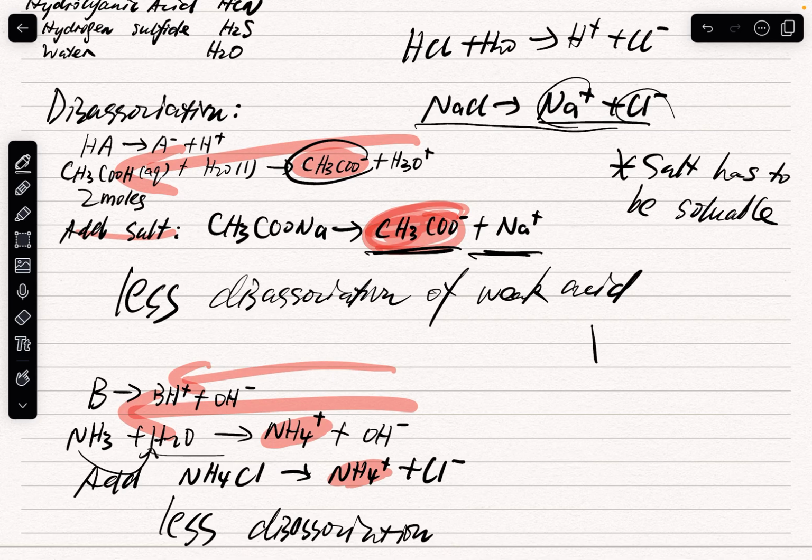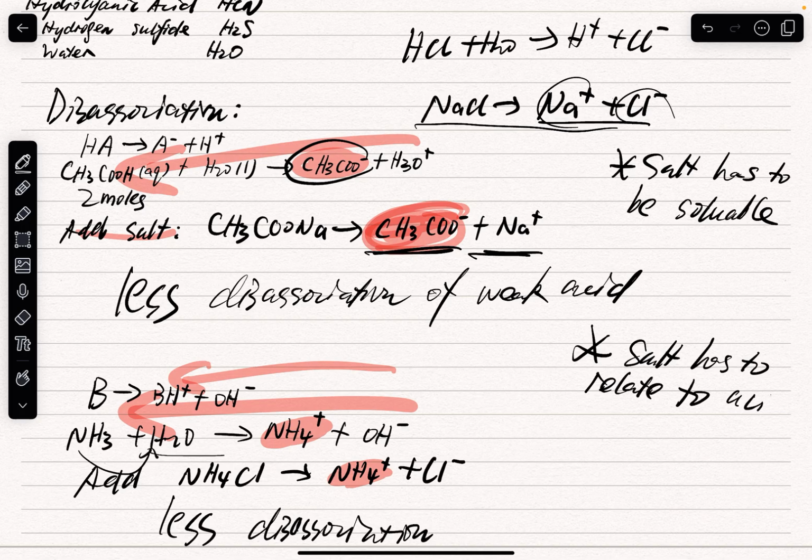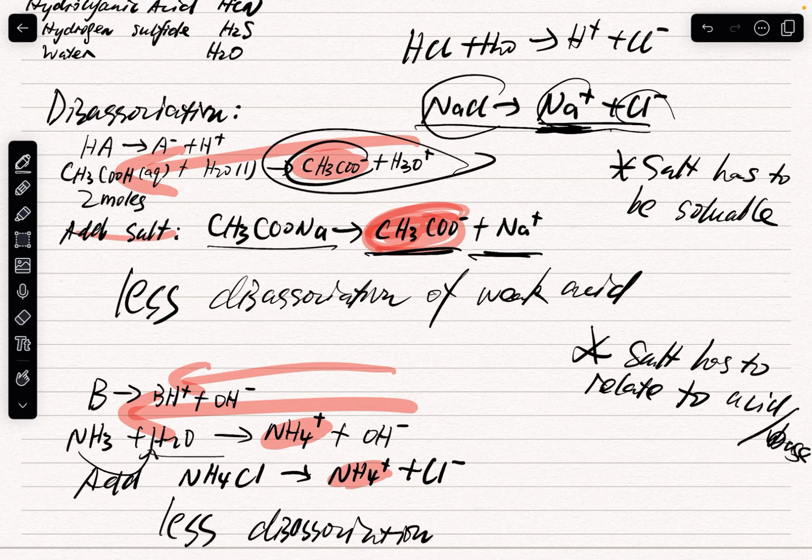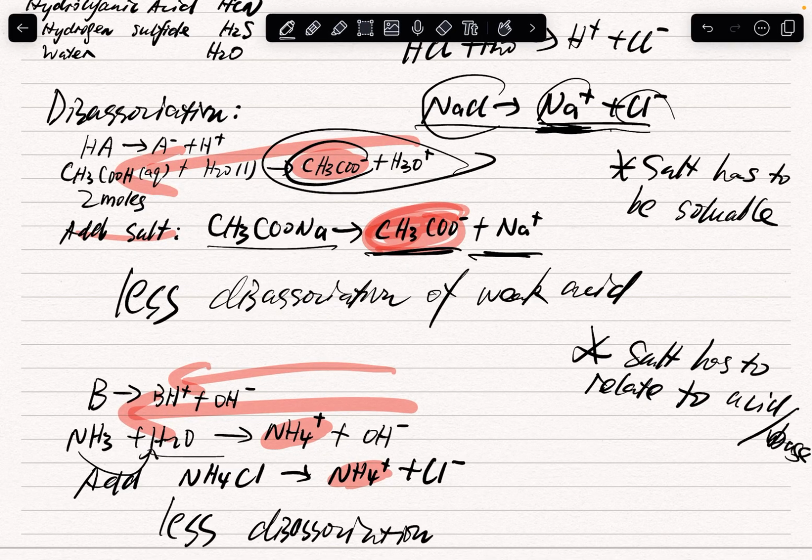And then the second caveat is that your salt has to relate to your acid or base, in this case the weak acid or base, right? If my salt is not CH3COONa, if my salt is NaCl, then NaCl does dissociate. It is soluble. But the increase of Na plus and Cl minus doesn't do anything. It has nothing to do with the products here. So Le Chatelier's principle is not going to do anything, right? Okay, I hope that makes sense.